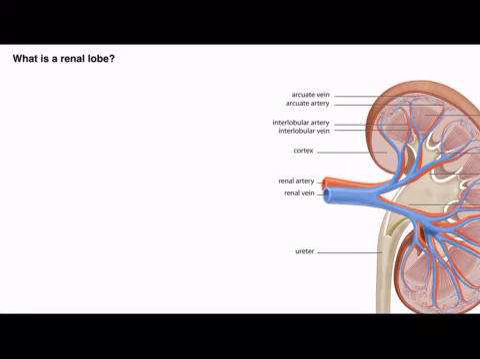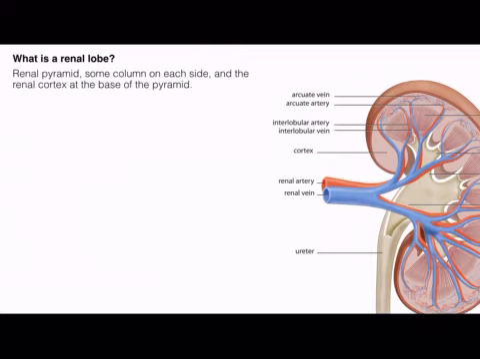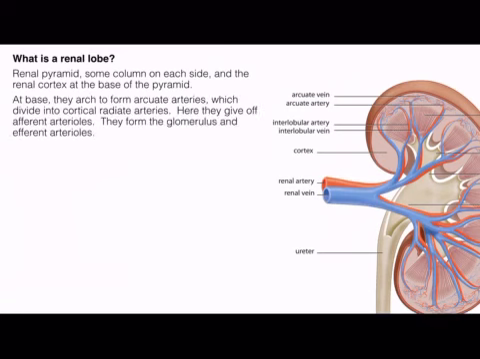What is a renal lobe? So the lobe is the medullary pyramid and half of the column bilaterally, right? As well as that cortex. At the base of that pyramid, remember, these things arch to form the arcuate arteries, which divide into cortical radiate, giving off afferent arterioles, then glomerulus, efferent arteriole, peritubular capillaries. I don't know to what extent that's going to be clinically relevant. That's like microscopic capillary level stuff, maybe.